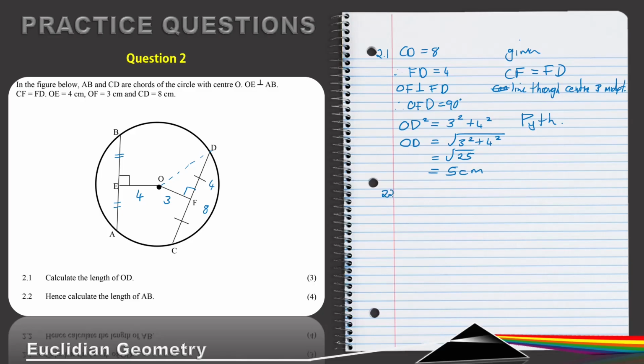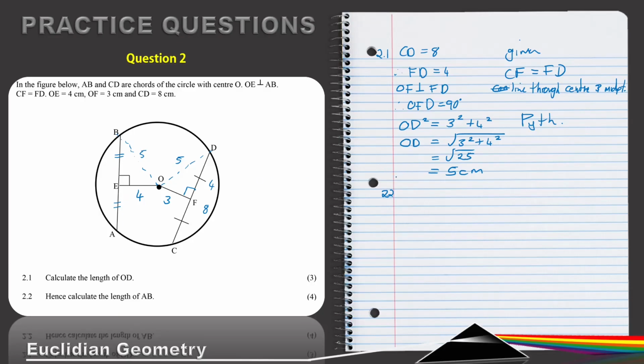Then for 2.2, we have to calculate the length of AB. Now, how to do that? If we have EB, we can just double that. And to solve EB, we can use this as a right angle triangle. We also know that OD is the radius and OB is also the radius, so they must be equal to each other. So if this is 5, then this must also be 5. Then just use Pythagoras to find EB.